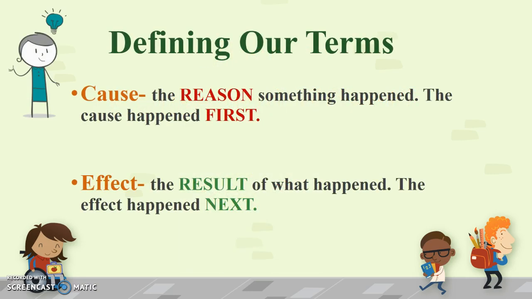Cause is a reason something happened. The cause happened first, but it isn't always first in the sentence stated. Effect is the result of what happened. The effect happened next. We are going to begin by going through some examples, and we will determine what is the cause and effect within the sentence.